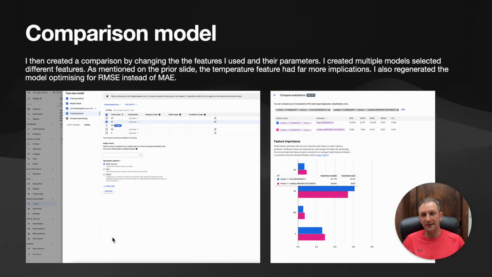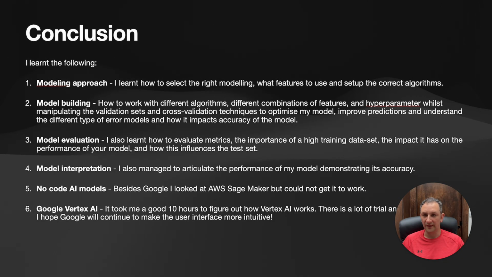I then created a comparison model. I actually created 2, but this is just one of them. So again, with a more focus on the AT feature, and I also changed the model in this instance from MAE to RMSE, just to see what sort of performance I got from that.